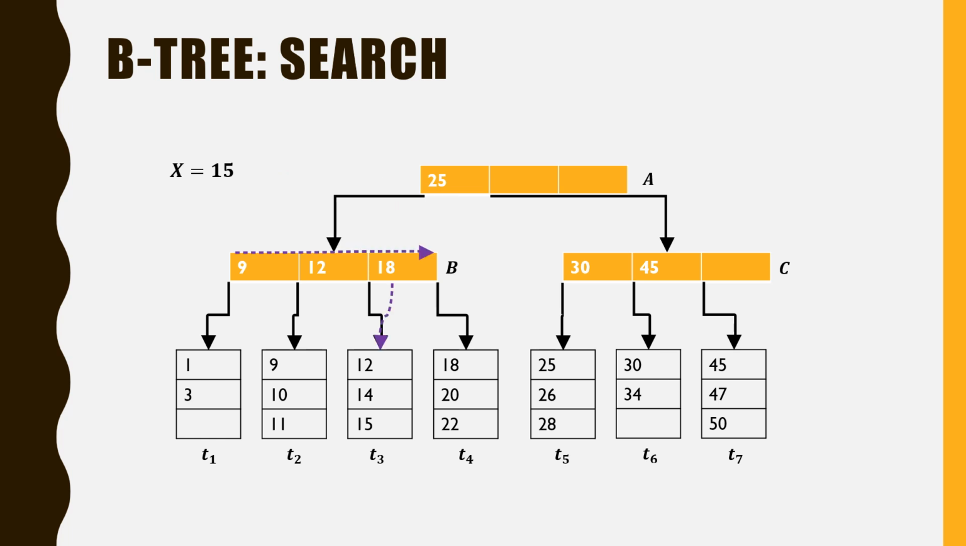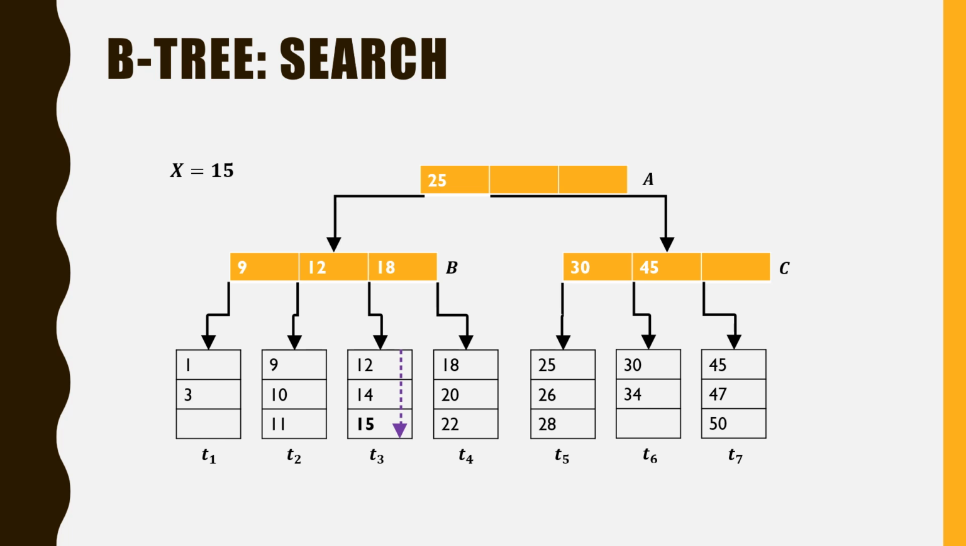Next, we load node B into main memory and compare X with the key stored in this node. X is smaller than the third key, 18, indicating that X is smaller than the smallest element in the fourth subtree of B. Therefore, we proceed to examine the third subtree.